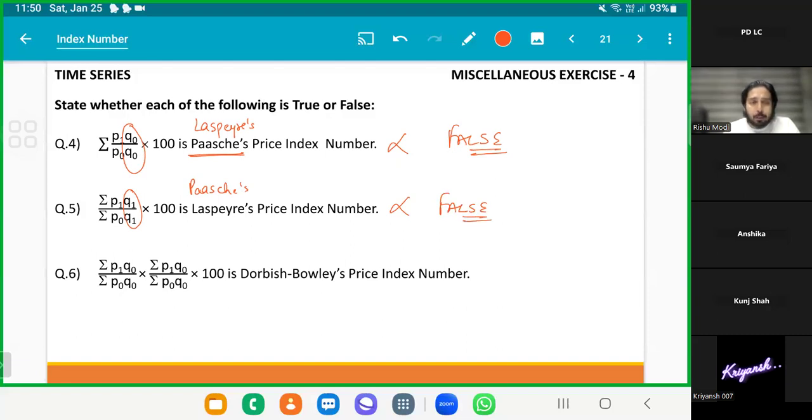Sixth one, Dorvish-Boli. We know that Dorvish-Boli is nothing but L plus P upon 2, and there is no multiplication between the values. Okay. So again, sixth one is a false statement.